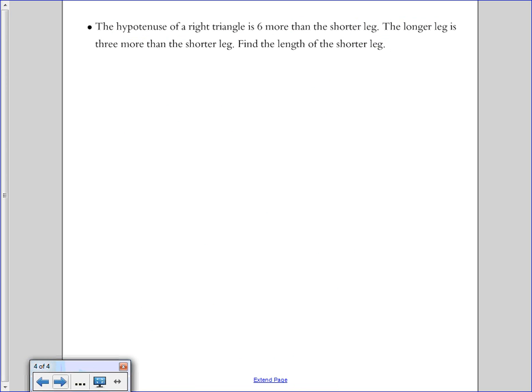And then we have an application of our Pythagorean theorem here. The hypotenuse of a right triangle is 6 more than the shorter leg. So if we draw a right triangle, we call this one the shorter leg, and the hypotenuse is 6 more than that. The longer leg is 3 more than the shorter leg, so we can call it 3 plus x. And then we're going to find the length of the shorter leg. So basically what we're finding here is just x.